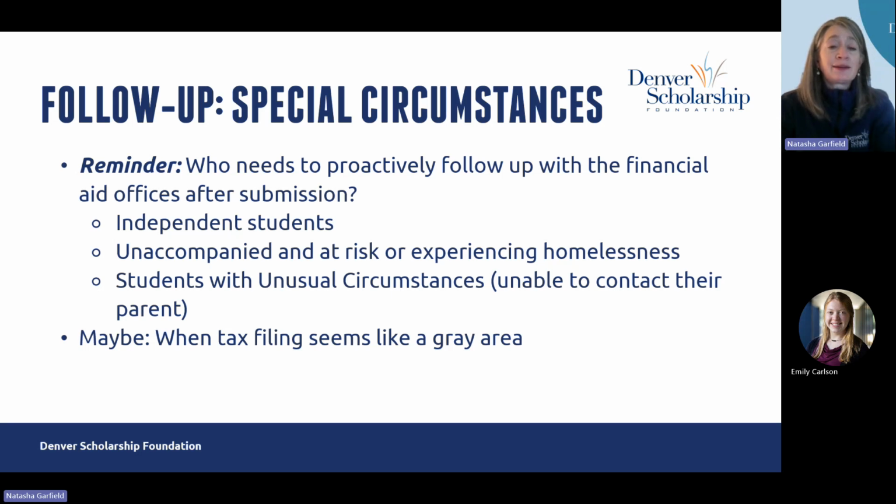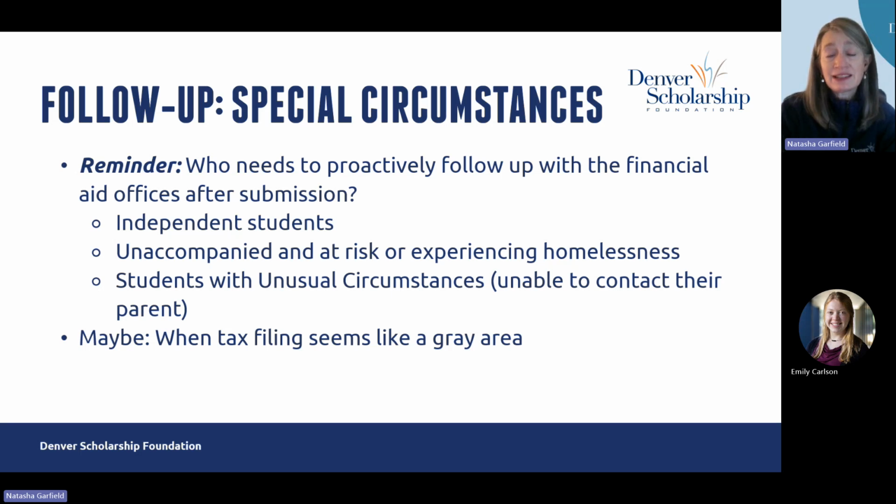As we mentioned before, there are students who need to proactively check in with the financial aid offices because they will need to provide some additional information. And those are students who are independent because they checked one of the boxes on the personal circumstances page, like legal guardianship. It also includes students who indicated that they are unaccompanied and either experiencing homelessness or at risk of homelessness, and any students who indicated that they have unusual circumstances, meaning that they're not able to contact their parents or it would be unsafe to contact them.